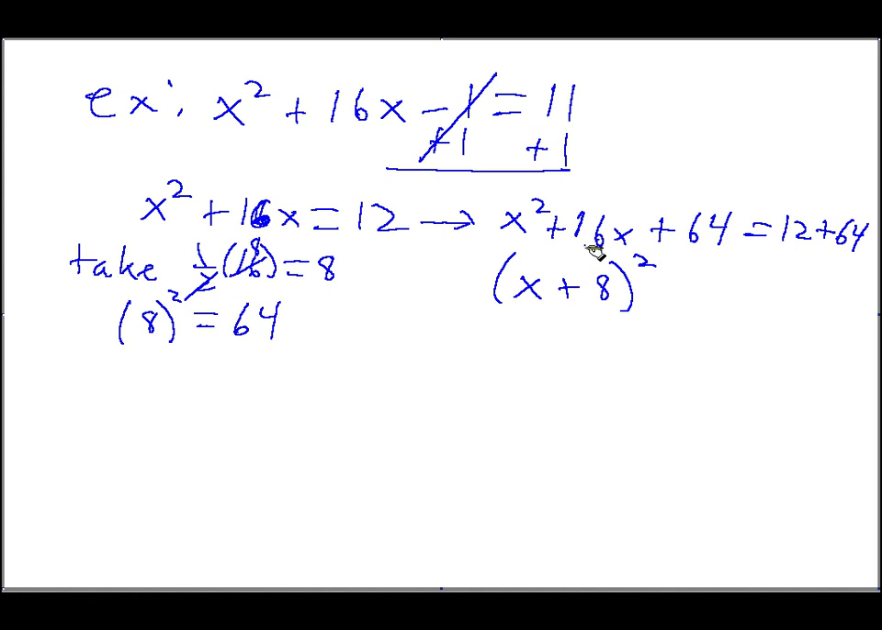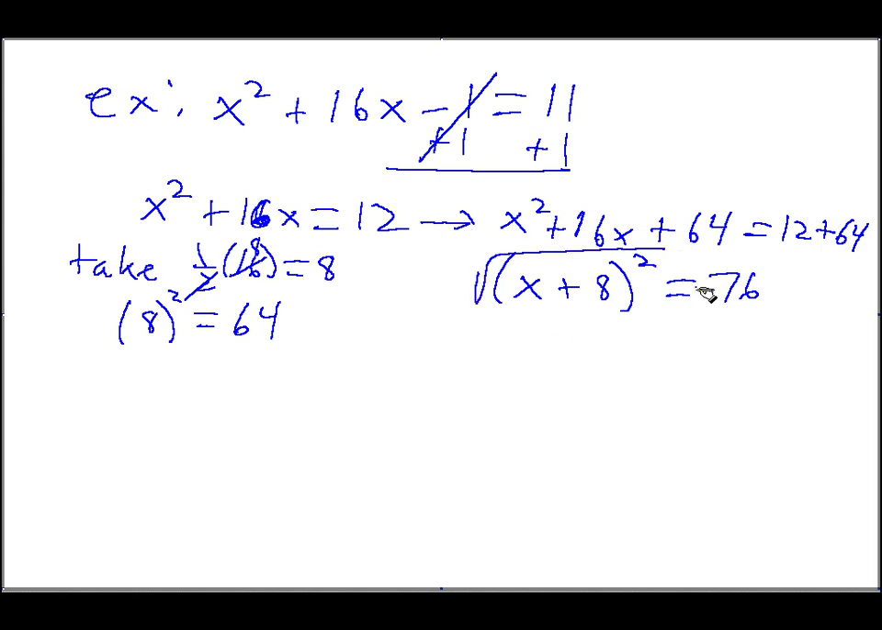So the coefficient is 16. The factoring is going to be what? 8 right here. x plus 8 quantity squared. And that's equal to what? 12 plus 64 is what? 76. All right? Just punch out the calculator or do it in your head. All right. Now I'm back to a problem from the previous homework.